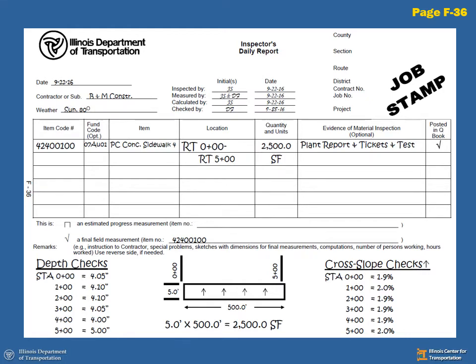On page F36, we have the famous sidewalk IDR that you've seen numerous times. It is a square foot item. Simply, we have a width and a length. We multiply the two together, we get square feet, and we document it up on our IDR with our quantity and our units. We've got our evidence material inspection. Here we have our depth checks, and over here we have our cross slope checks.